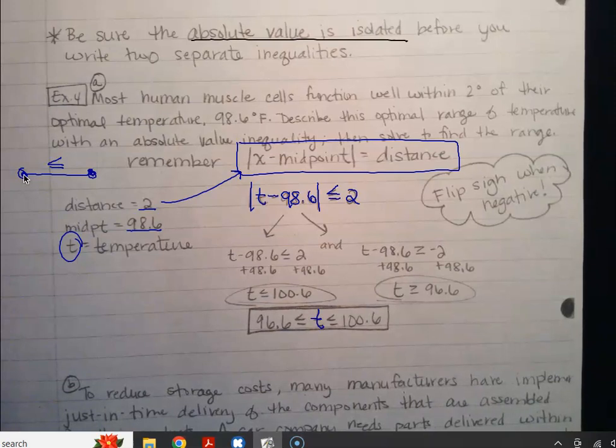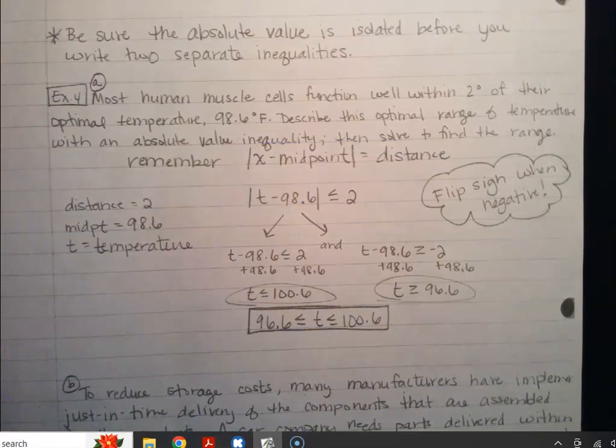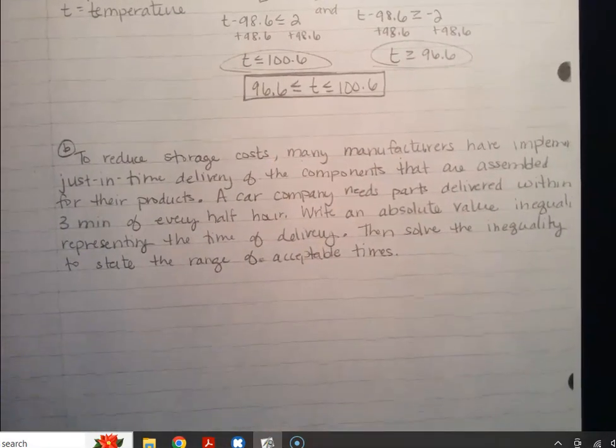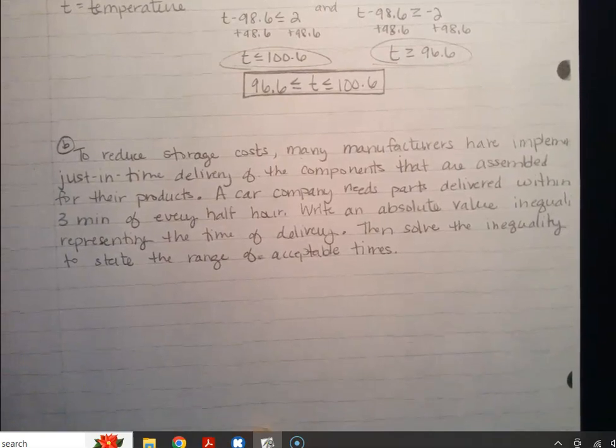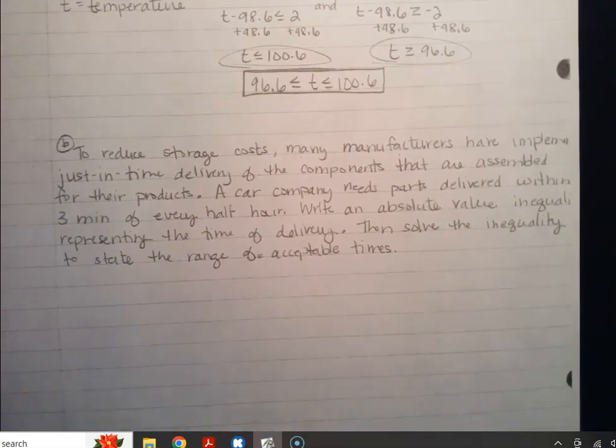Questions about how we work through this? Okay, because we've already done the work, I'm not going to spend more time, but I want to make sure you have time to look at it. So you need to look at B and see if we can figure this one out. To reduce storage costs, many manufacturers have implemented just-in-time delivery of the components that are assembled for their products. A car company needs parts delivered within 3 minutes of every half hour. Write an absolute value inequality representing the time of delivery. Then solve the inequality to state the range of acceptable times.